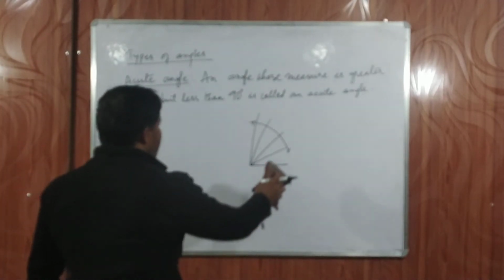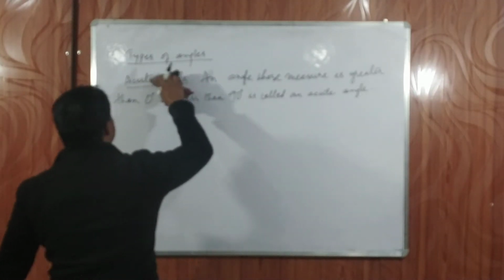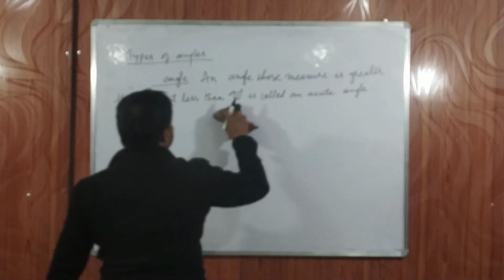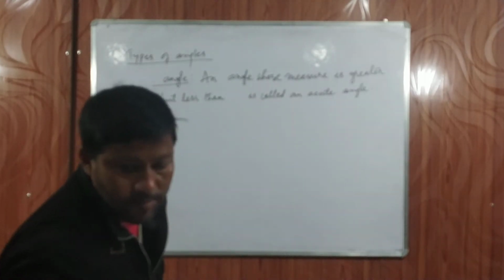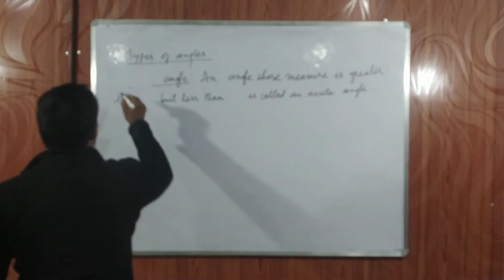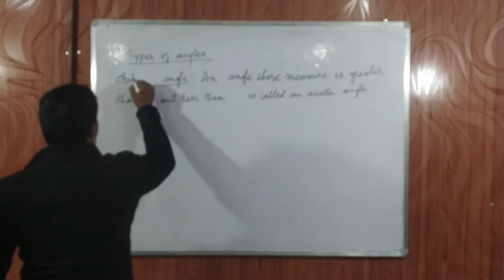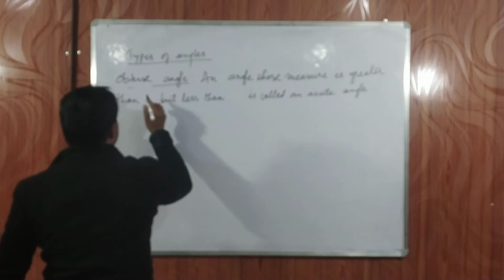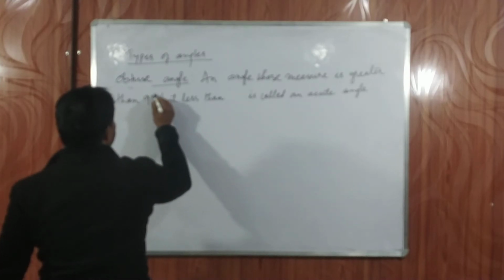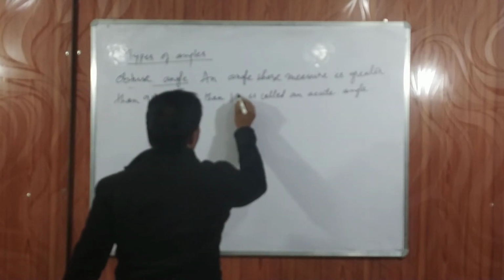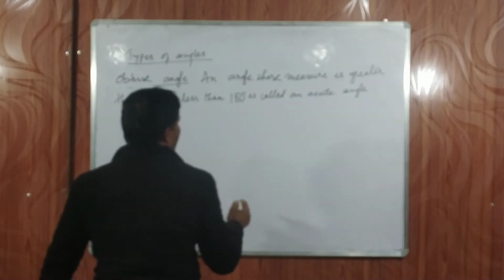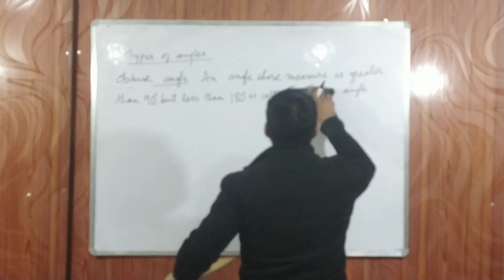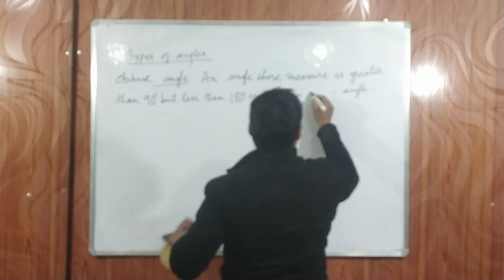The next one is obtuse angle. An angle whose measure is greater than 90 degree but less than 180 degree is called an obtuse angle.